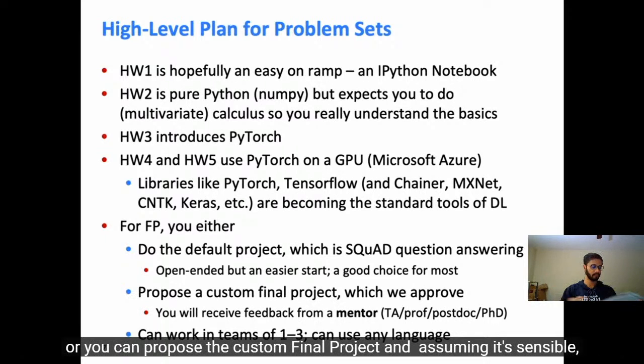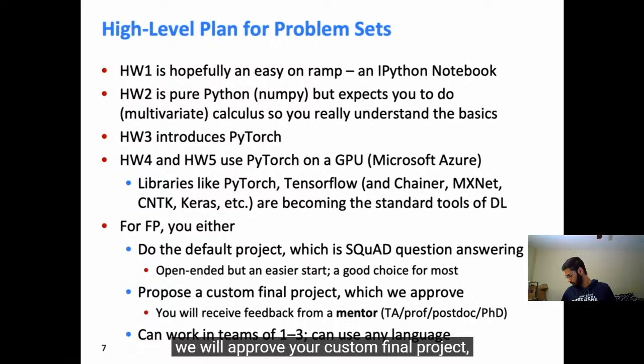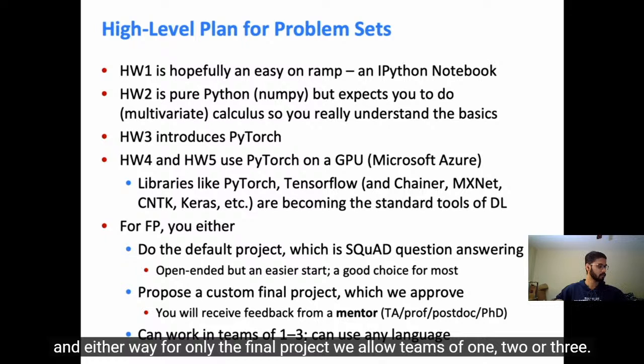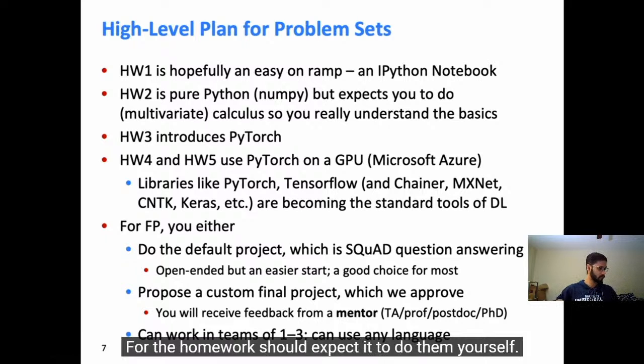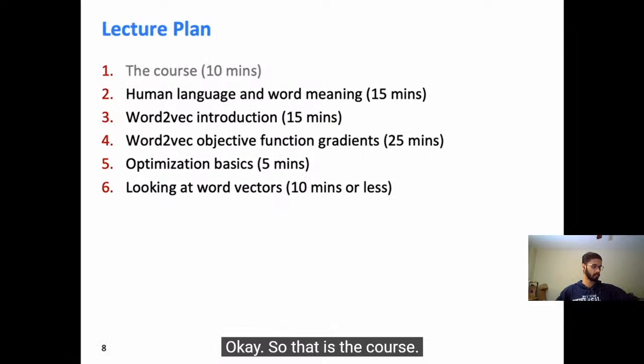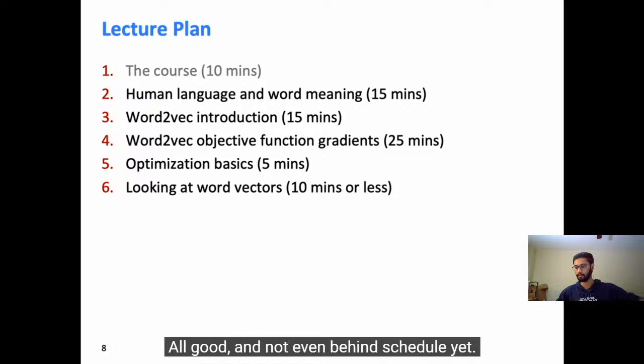Or you can propose a custom final project, and assuming it's sensible, we'll approve your custom final project. We will give you feedback from someone as a mentor. And either way, for only the final project, we allow teams of 1, 2, or 3. For the homeworks, you're expected to do them yourself, though of course you can chat to people in a general way about the problems. Okay, so that is the course. All good? I'm not even behind schedule yet.